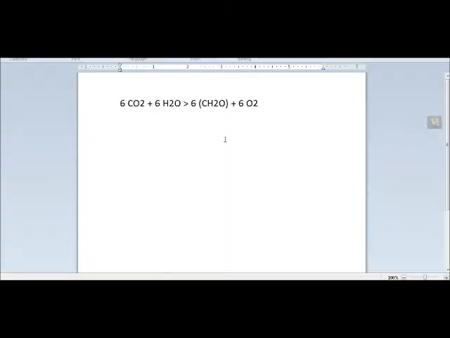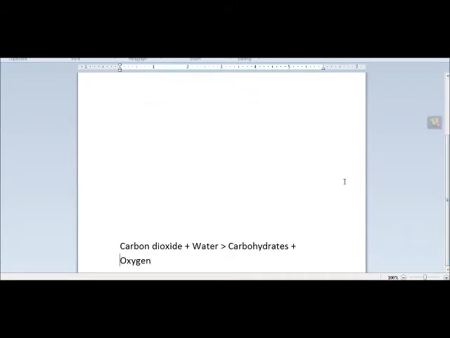Two important products made by photosynthesis are oxygen and sugar. Oxygen is used by many different living organisms, and sugar is used as energy by the plants. The photosynthesis equation is 6 CO2 and 6 H2O converted to 6 CH2O and 6 O2. Or rather, carbon dioxide and water converted to carbohydrates and oxygen.